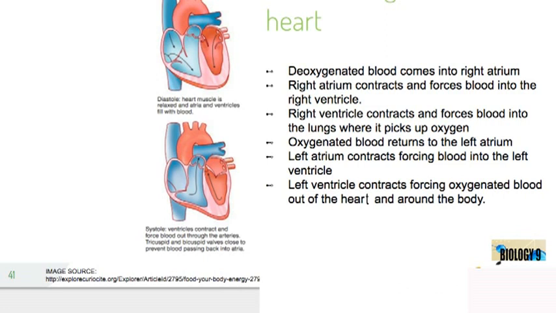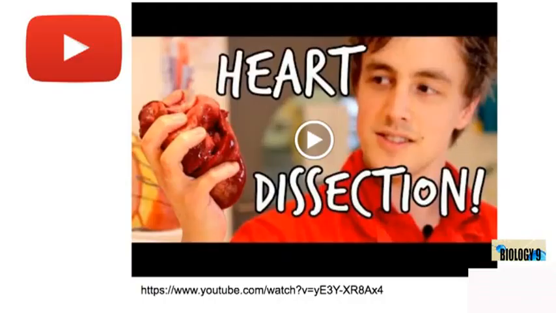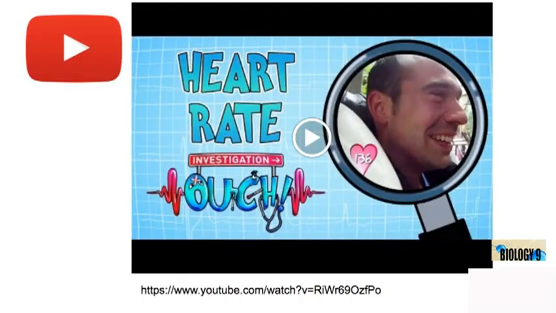You can learn more about that in your book at page 109, which is also the same page of your next activity, which is examining a mammalian heart. Here's a video that will help you examine a mammalian heart in a heart dissection. Activity 3.20, measuring your own heart rate and investigating the effect of activity on your heart rate. Page 111 of your textbook. Here's a video of a heart rate investigation.